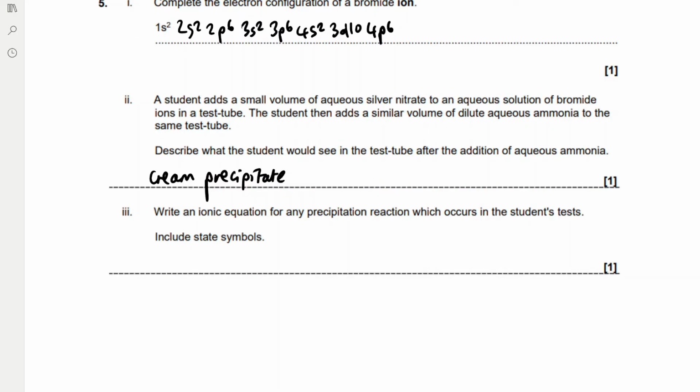Write an ionic equation for any precipitation reaction which occurs in the student's test. Include state symbols. So that's the key bit, make sure you include state symbols. And we're adding aqueous silver ions to aqueous bromide ions to form solid silver bromide.